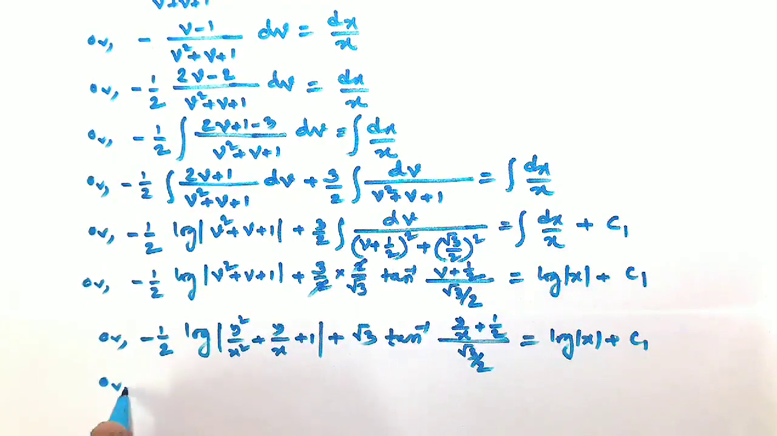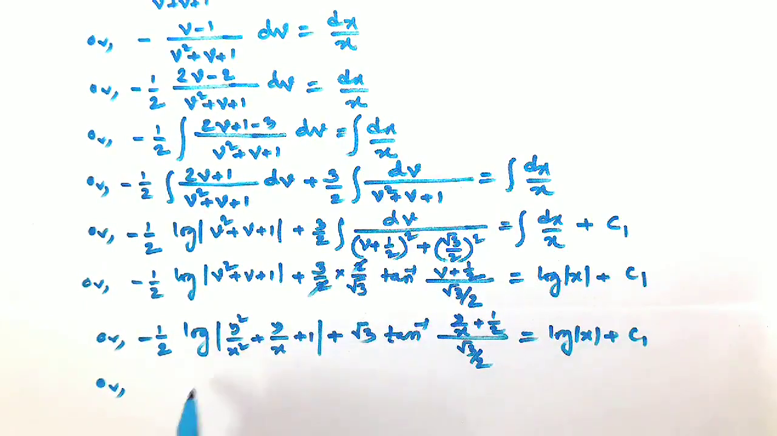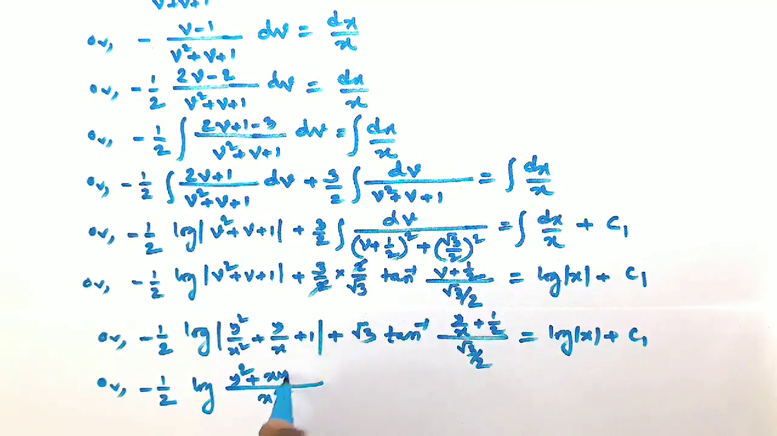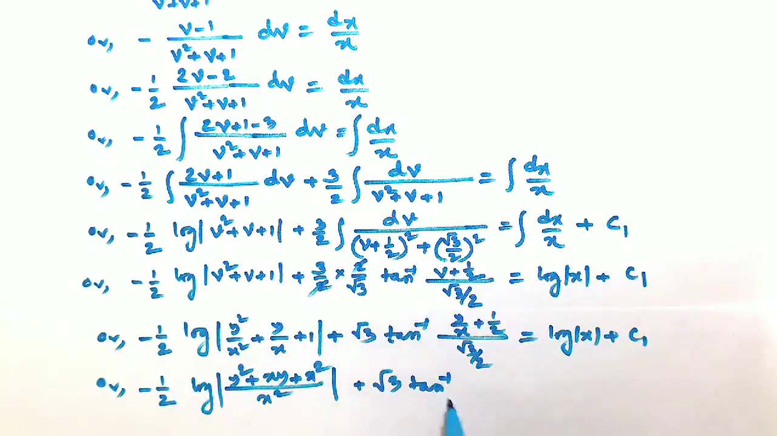Okay, now the simple calculation. We can write minus half log of, the LCM is x square, so (y square plus xy plus x square), isn't it, plus root 3 tan inverse of (2y upon x plus 1) divided by root 3, taking the LCM here, the LCM is twice x now, so this is equal to log of mod x.